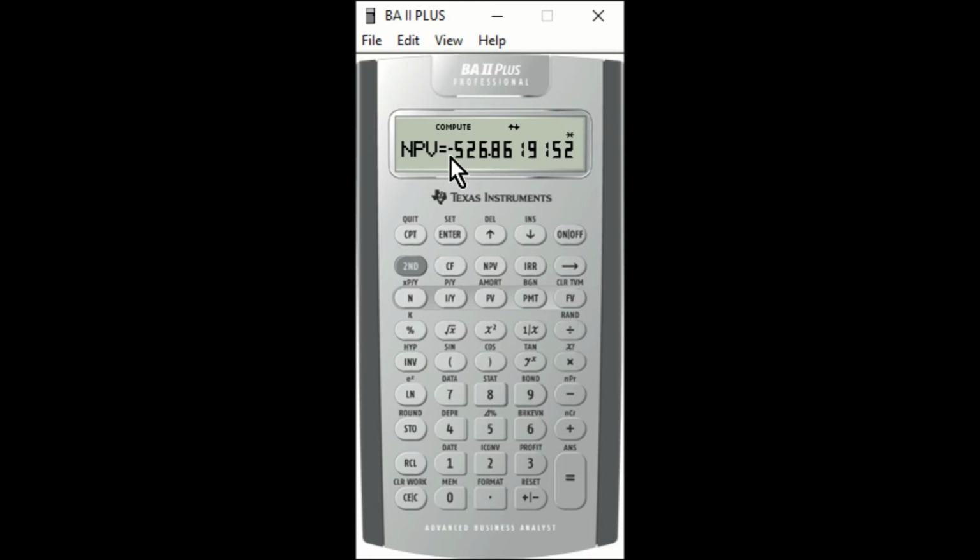The fact that it is negative is one of the most important concepts of net present value. Net present value can either be positive, negative, or zero. And in the case of negative, that's telling us something about the investment. Now look how this works.